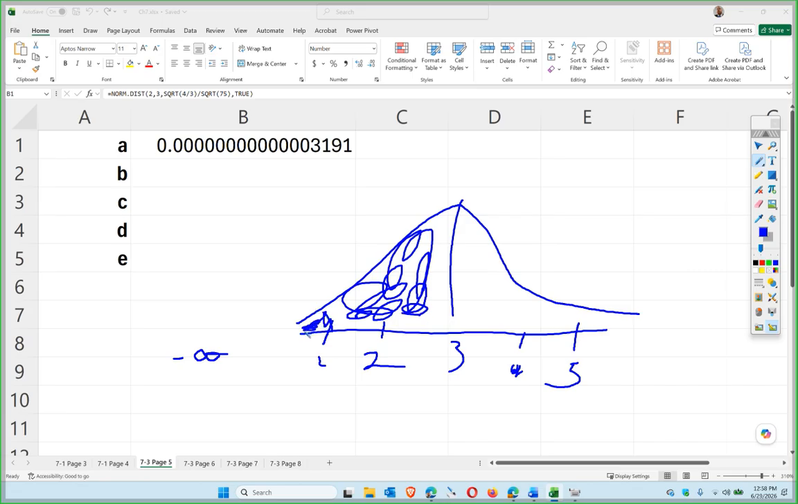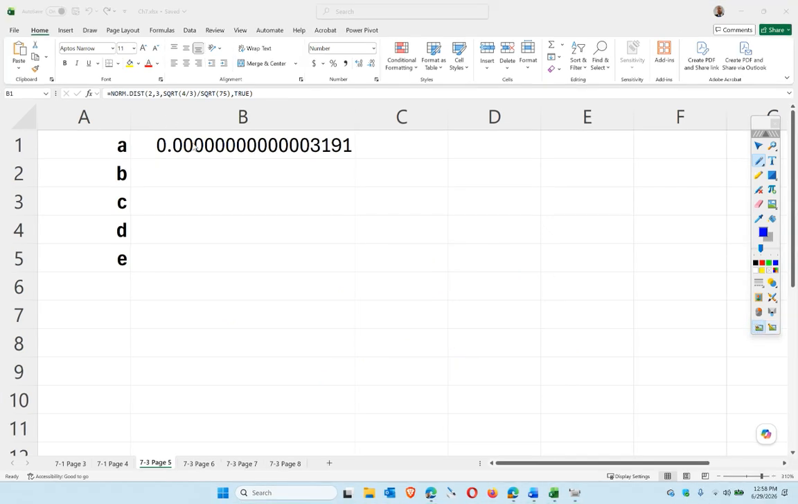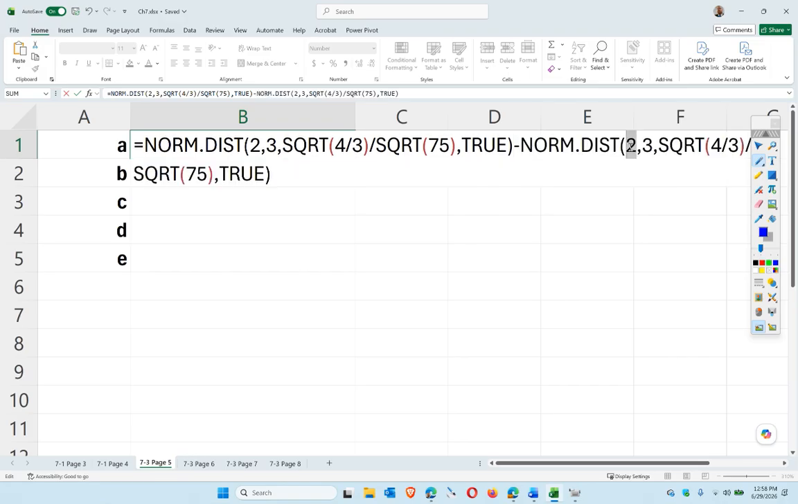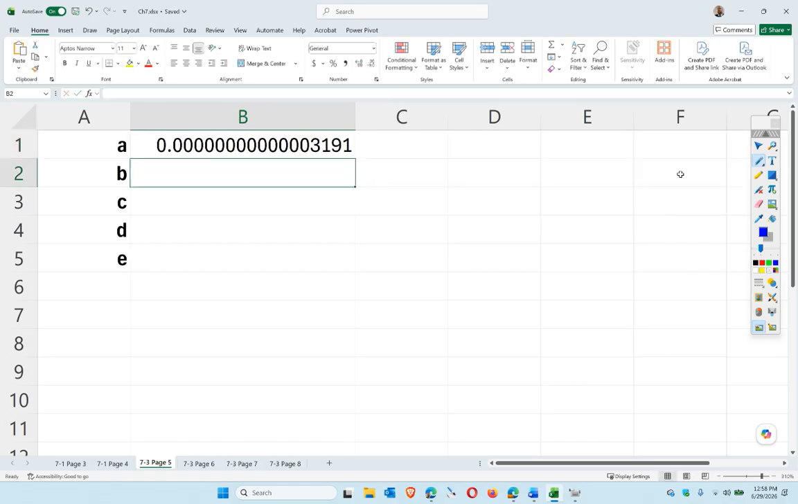The question is, this little piece of area out here that goes to infinity past 1, is that going to make any difference? Well, let's check. If I take this, copy it, and do minus, paste, and put a 1 in there, is it going to make any difference? So 2 or less is only 2 and 1, essentially.